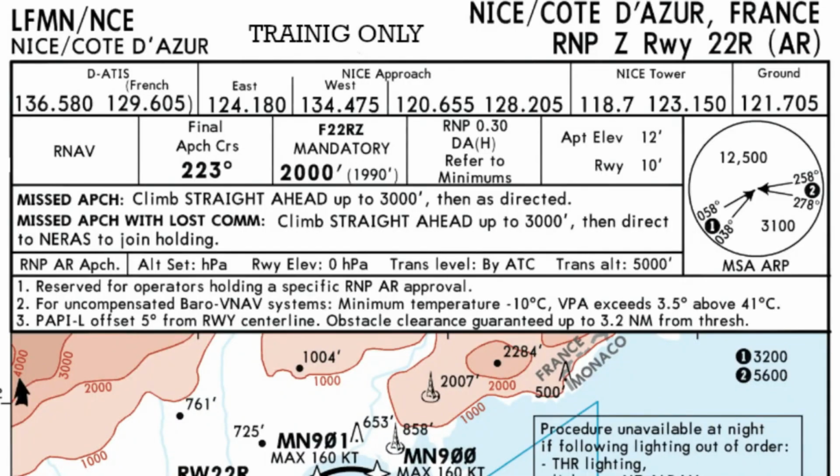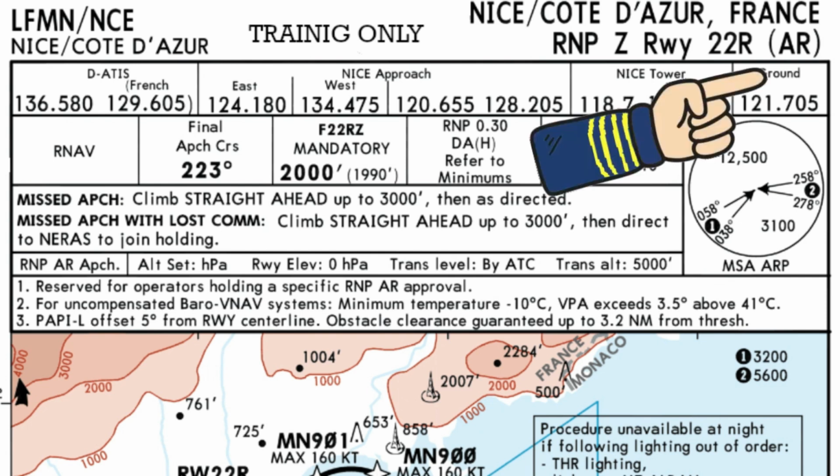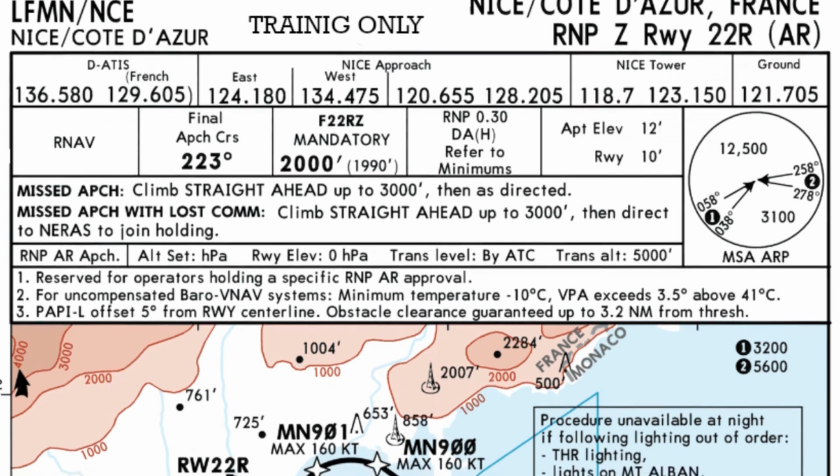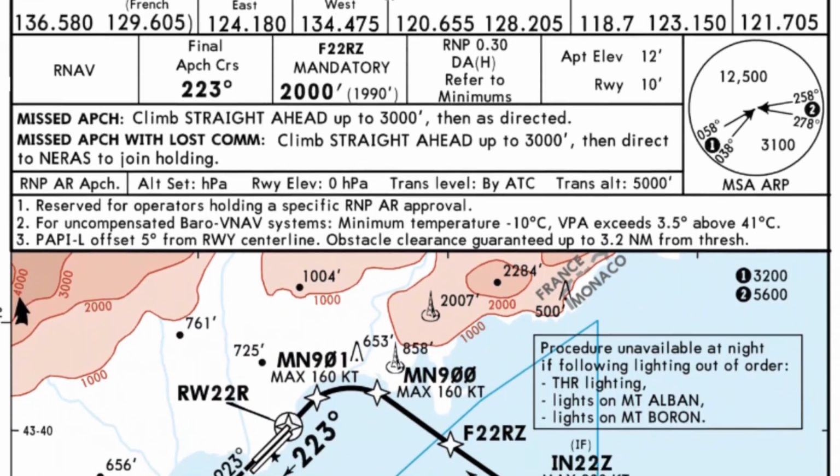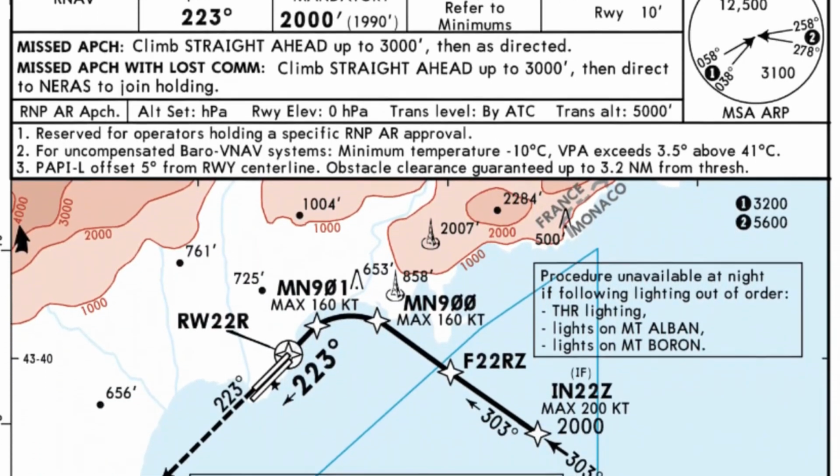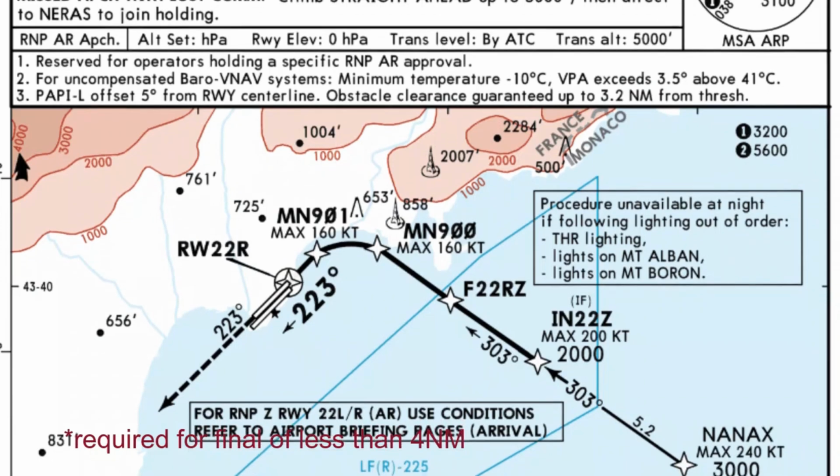Let's give a look to some approaches now. What we're looking at here is the Nice Côte d'Azur RNP approach Zulu runway 22, and this is an authorization required. It is authorization required because in fact you have the final segment which is less than 2 nautical miles.